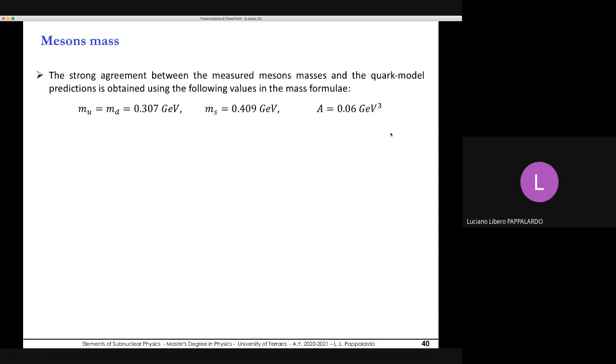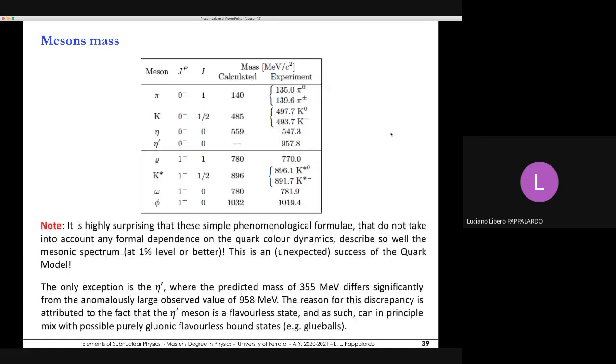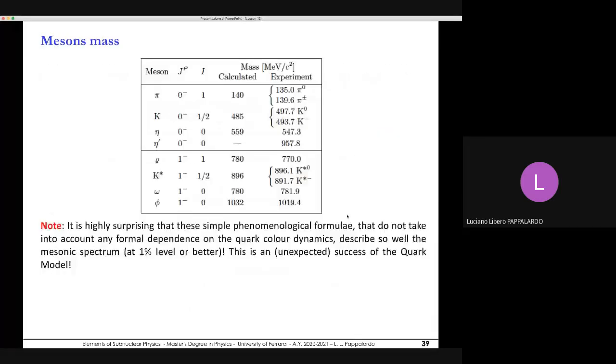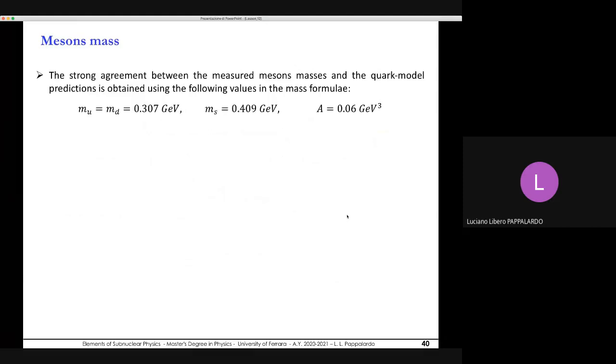What should we put here for the masses? So in the formula, we have to put the value of the masses, okay, m1 and m2. But which value? That's a crucial point. In order to get this strong agreement between the measured values and those predicted by the quark model, one has to use these rather large values. So m up and down of the order of 0.3 GeV, and m strange of the order of 0.4 GeV. And this is the value extracted from an experimental fit, okay, from the A parameter.